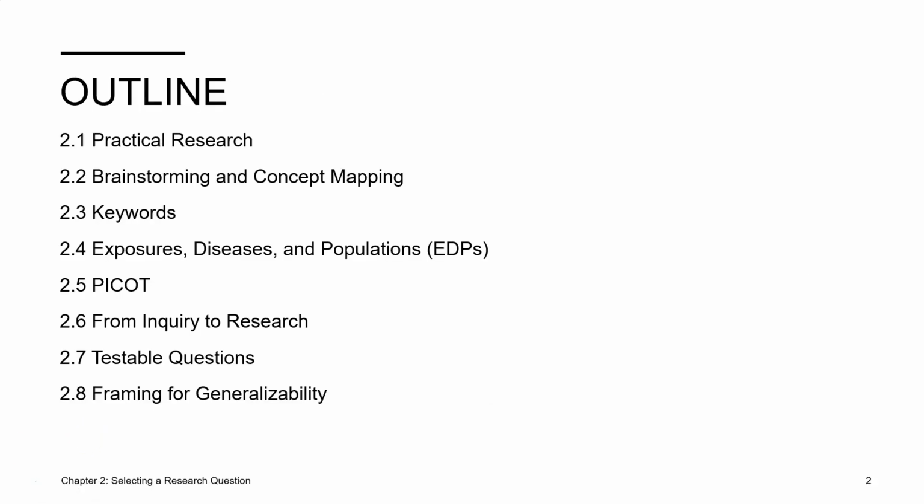Here is an outline of the chapter. Section 2.1 covers practical research. Section 2.2 covers brainstorming and concept mapping. Section 2.3 covers keywords. Section 2.4 covers exposures, diseases, and populations. Section 2.5 covers PICO, or the PICOT method. Section 2.6 covers inquiry and research. Section 2.7 covers testable questions, and Section 2.8 covers framing for generalizability.